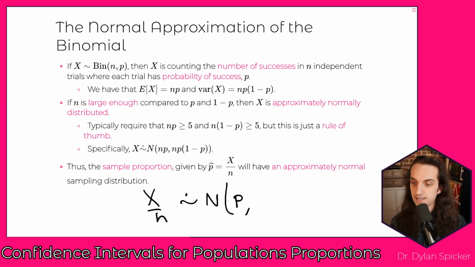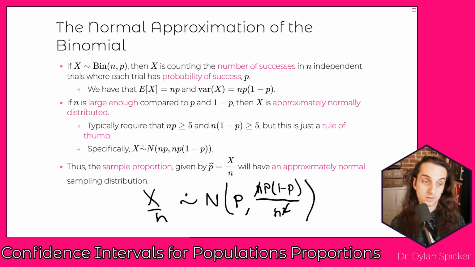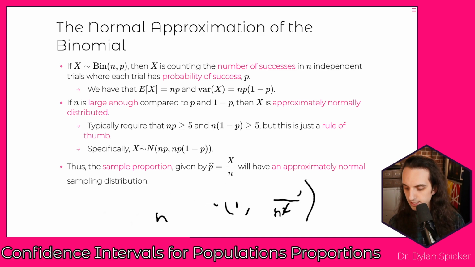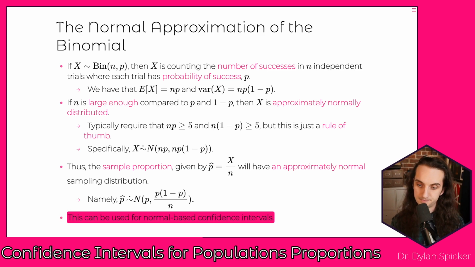And then if we take n times p times 1 minus p, we have to divide that by n squared, right? And so we'll get n p 1 minus p divided by n squared for the variance, and the n squared will cancel out, and we'll get p times 1 minus p over n. So we're going to get an approximate normal distribution for the proportion as well. Specifically, p hat is going to be approximately normal with p as the mean, p times 1 minus p over n as the variance.